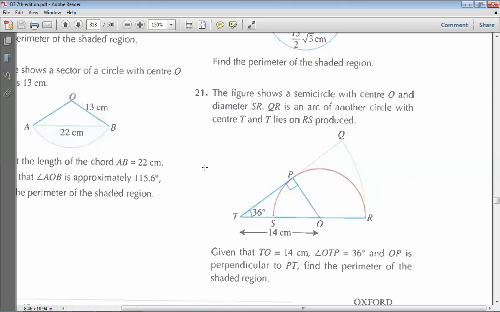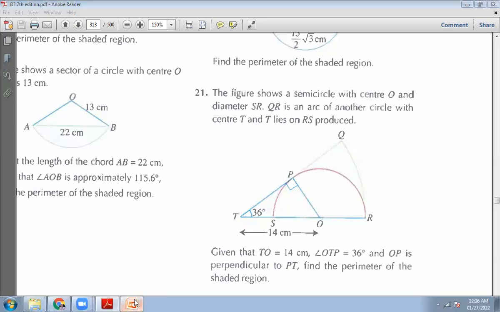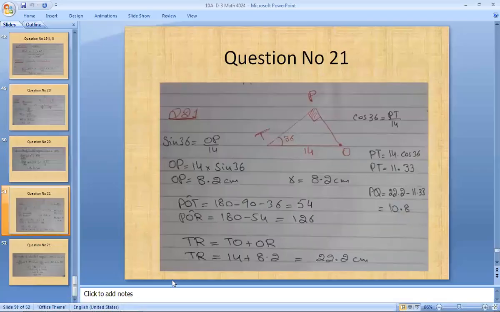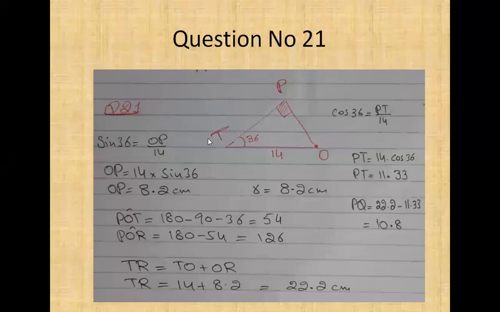Given that TO is equal to 14 centimeters, angle OTP is 36 degrees, and OP is perpendicular to PT, find the perimeter of the shaded region. So the shaded region is this one. Okay, so let's go to my solution.